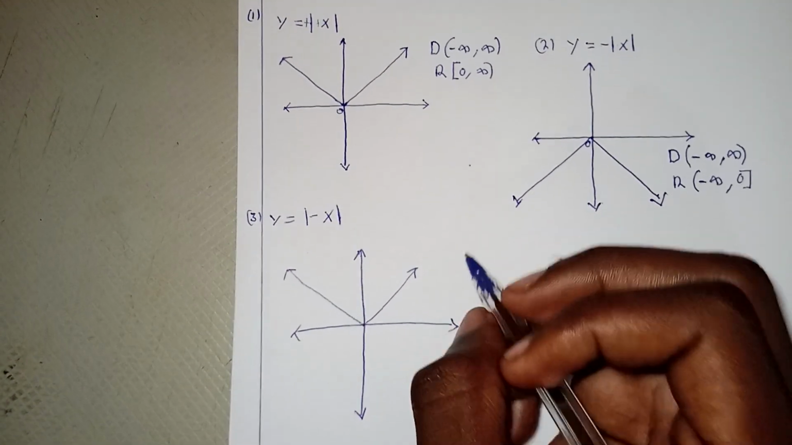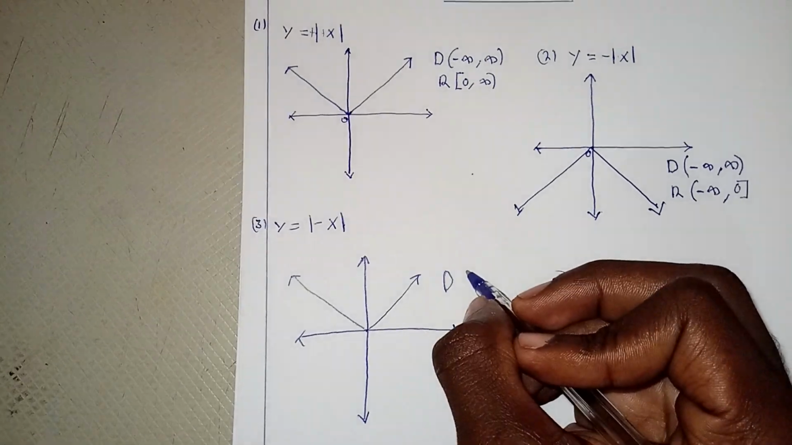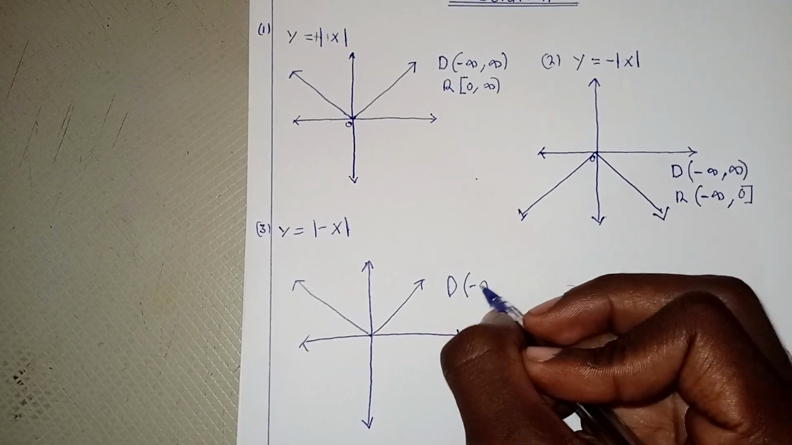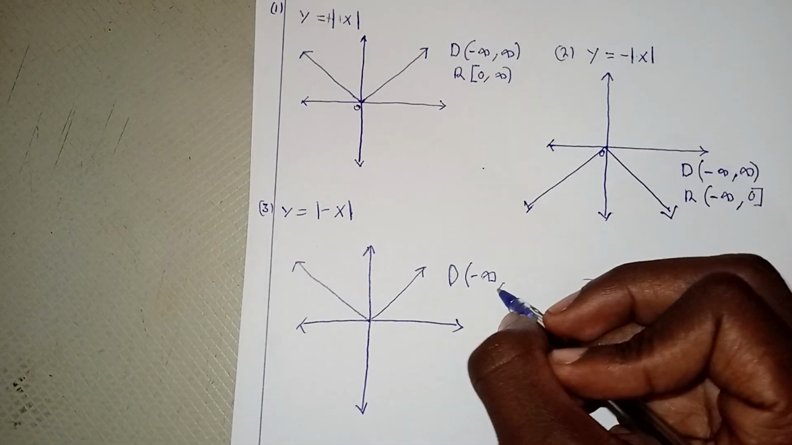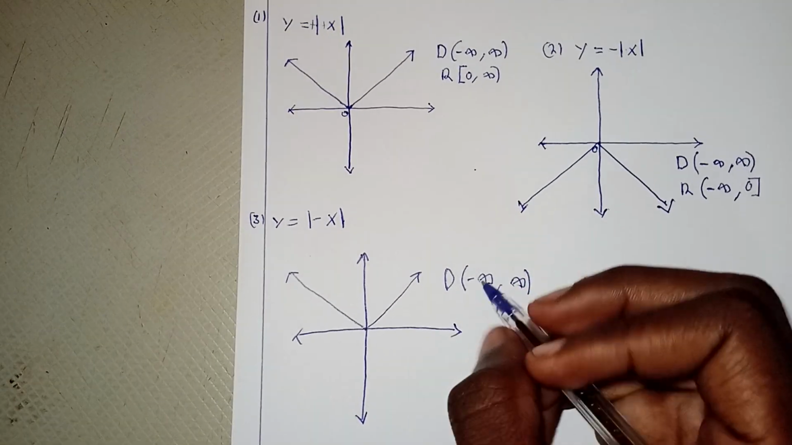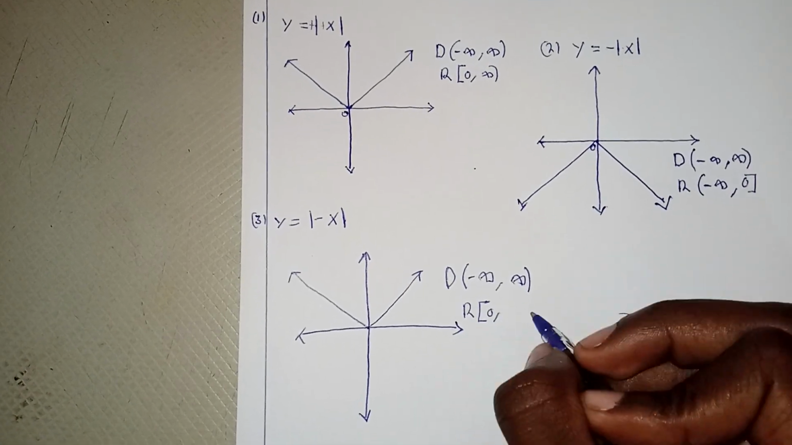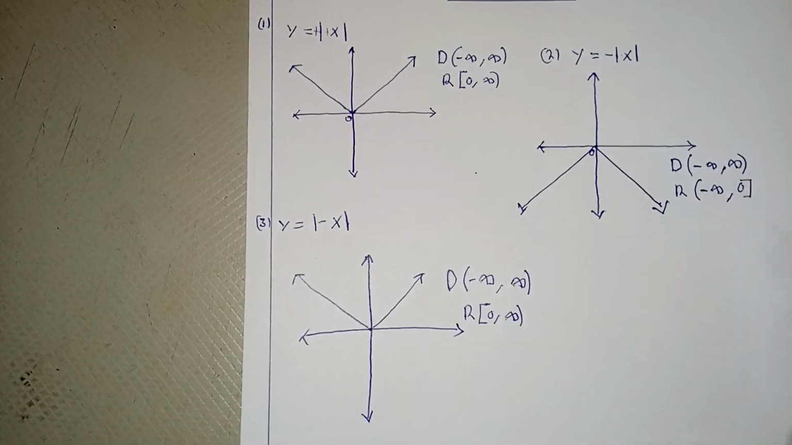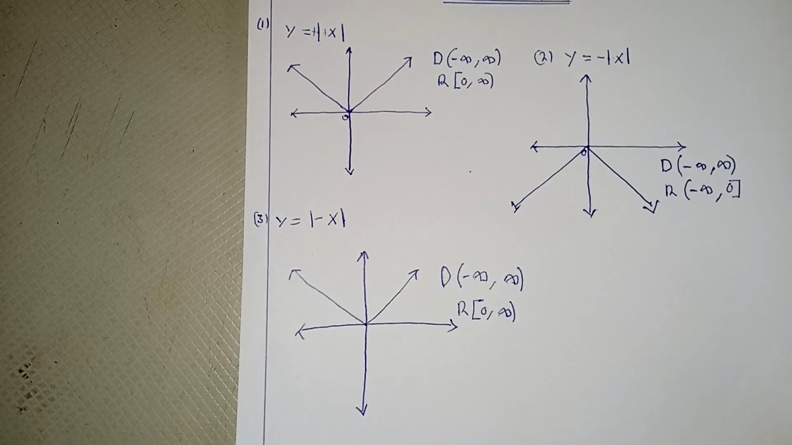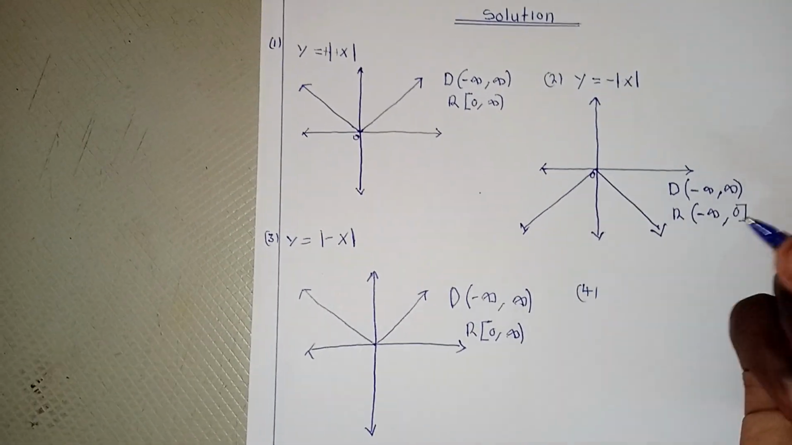Then its domain will not be different. It will just be negative infinity to positive infinity. For the range, it should just be from 0 to positive infinity. So these are just some of the graphs you're supposed to know. When you look at 4, 4 is also not different.